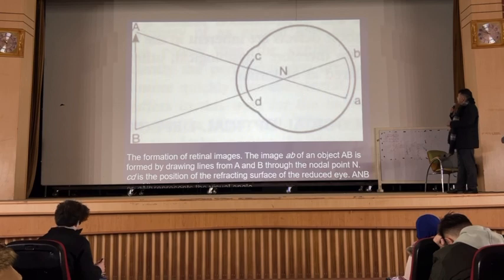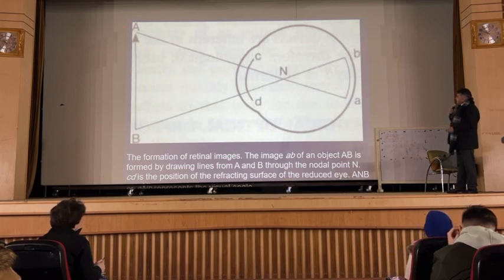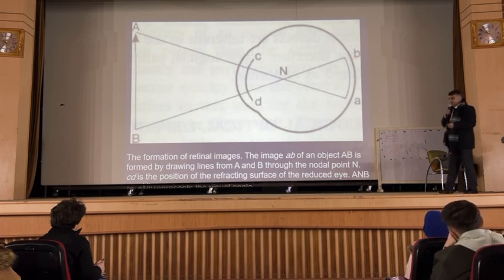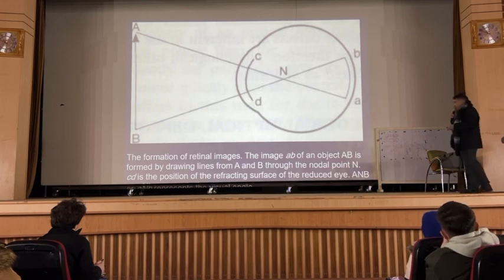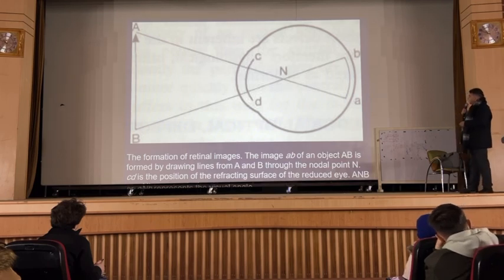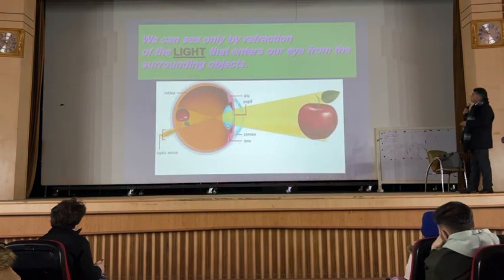How will the retinal image be formed? It's by refraction. Any ray that goes to the nodal point will pass unrefracted. So there will be an inverted image in the retina, like this.